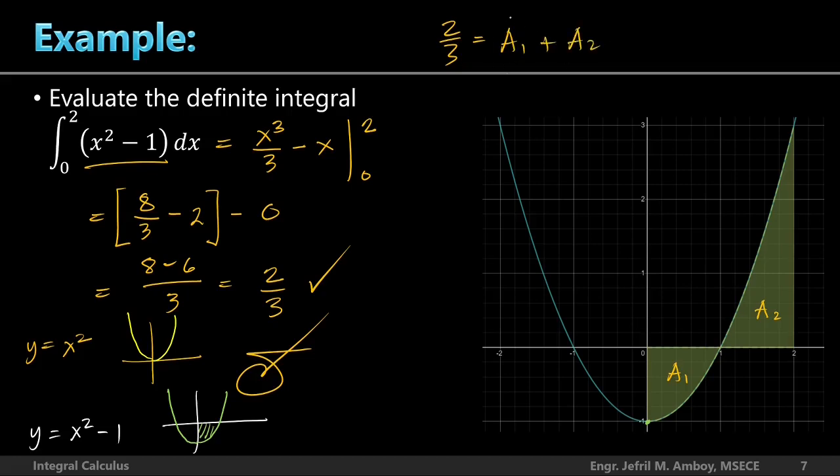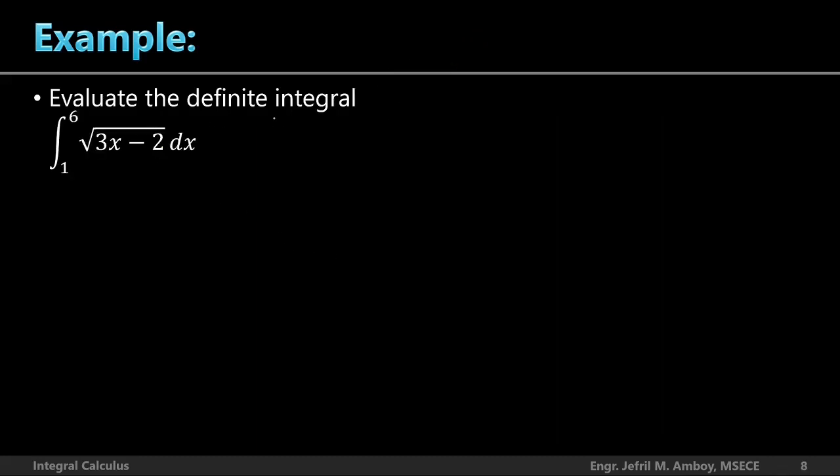Yung area 1, negative, at yung area 2, positive. Nagkataon lang, mas malaki yung area 2 kumpara sa area 1, kaya yung net na area na nakuha natin ay positive. Nakakaintindihan po ba? Okay, so madali lang yan. Next example. Evaluate the definite integral square root of 3x minus 2.